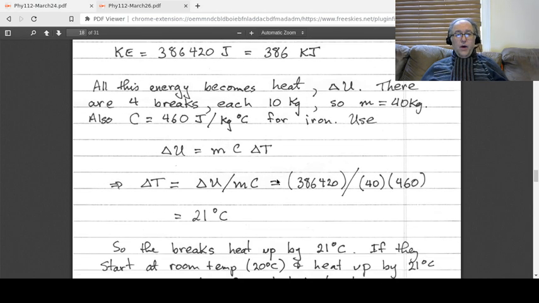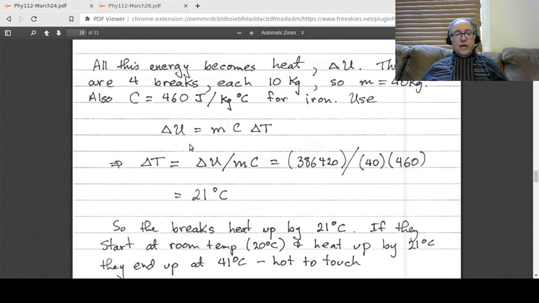Now we can use delta U is equal to mc delta T. We're solving for delta T because I want to know how much the temperature of the brakes increased, so I'm going to isolate that first. Delta T is equal to delta U divided by mc. What's the delta U? How much energy did we put into these brakes? We just calculated that: 386,420 joules. And what's the mass? One brake is 10 kilograms, but you've got 4 of them, so the total mass that absorbs heat is 40 kilograms. That's where that 40 came from.